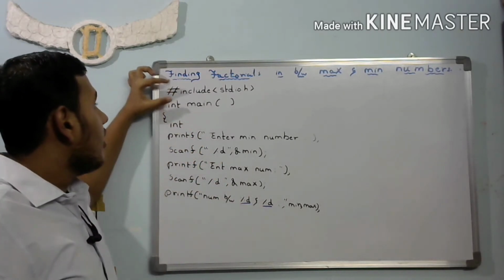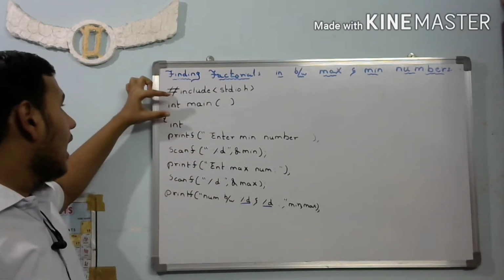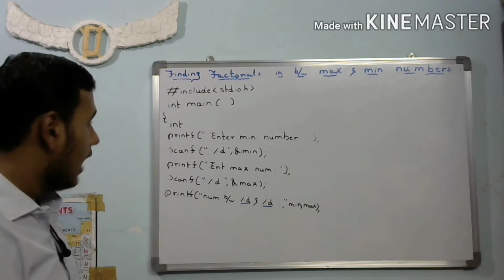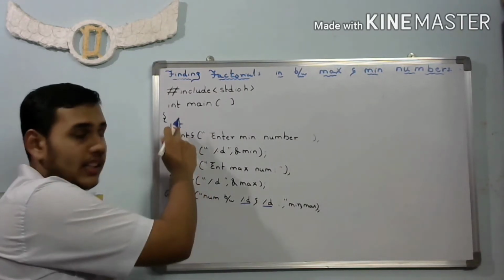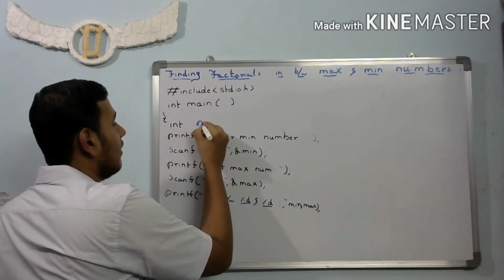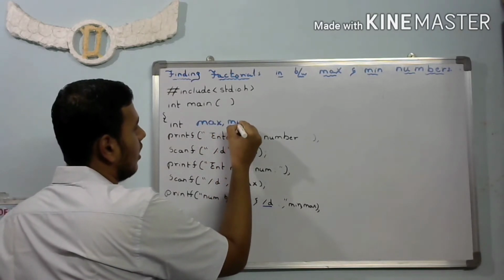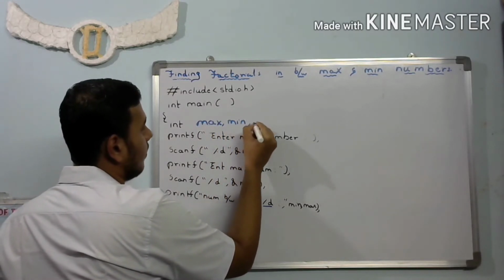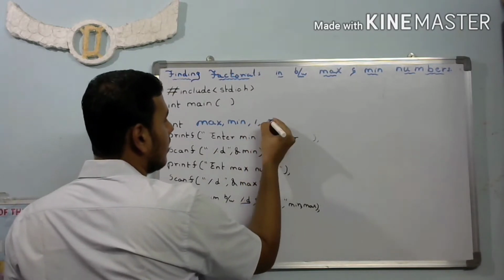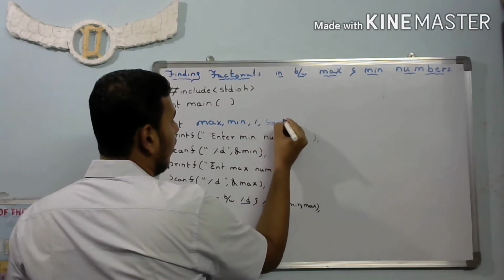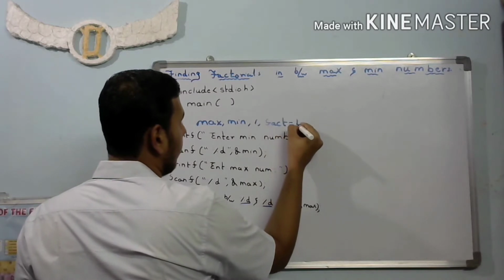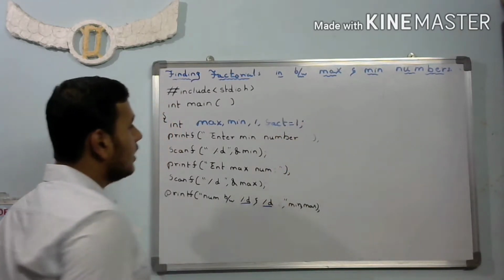Now I have included the header file as usual. Now I am using int main here. I want to take the values I require as int, so I am taking max, min, i, and fact = 1. So these are my requirements.